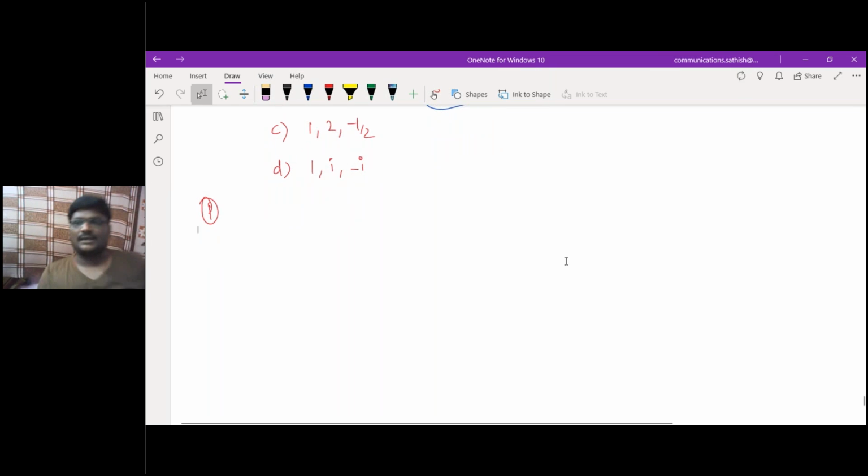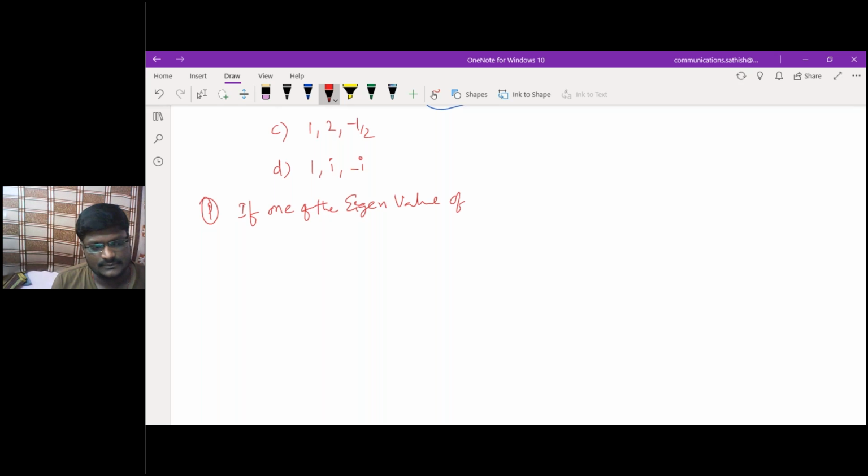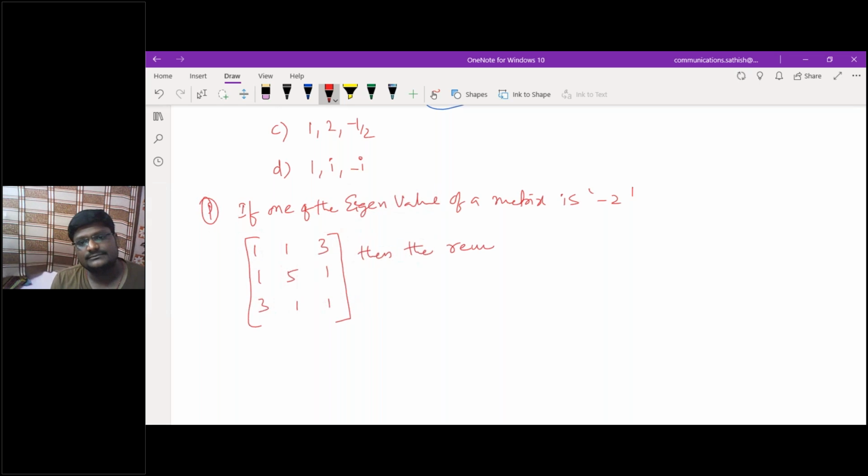Yeah, next problem, try to note down. If one of the eigenvalues of a matrix [1, 1, 3; 1, 5, 1; 3, 1, 1] is -2, then the remaining eigenvalues are?